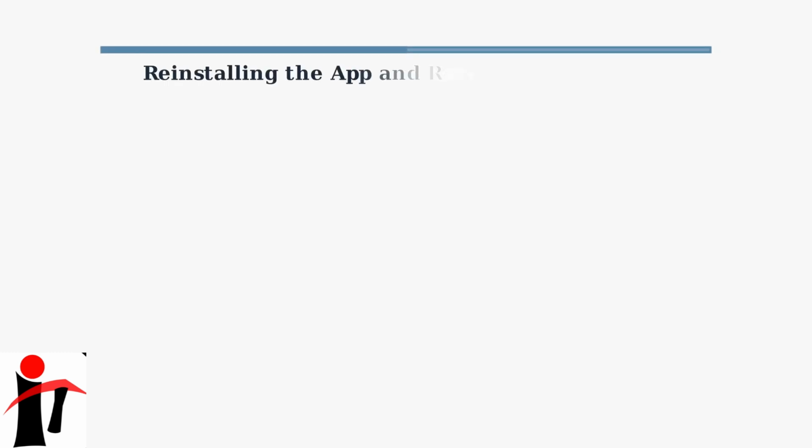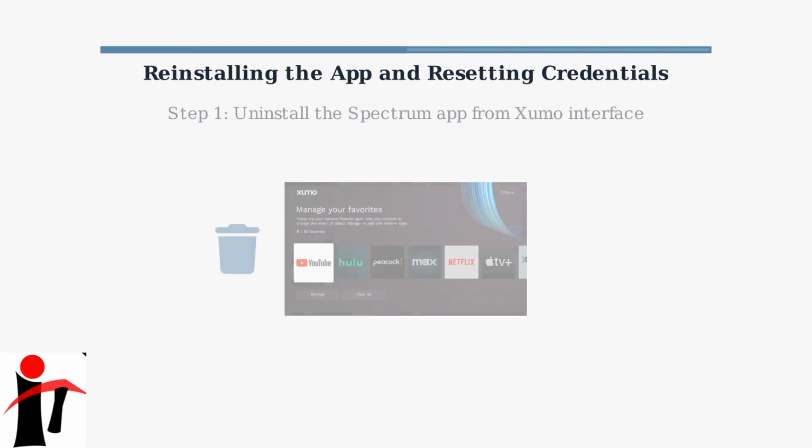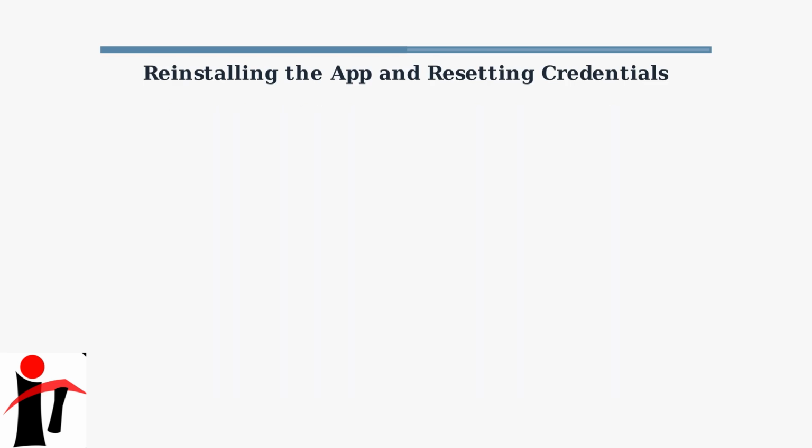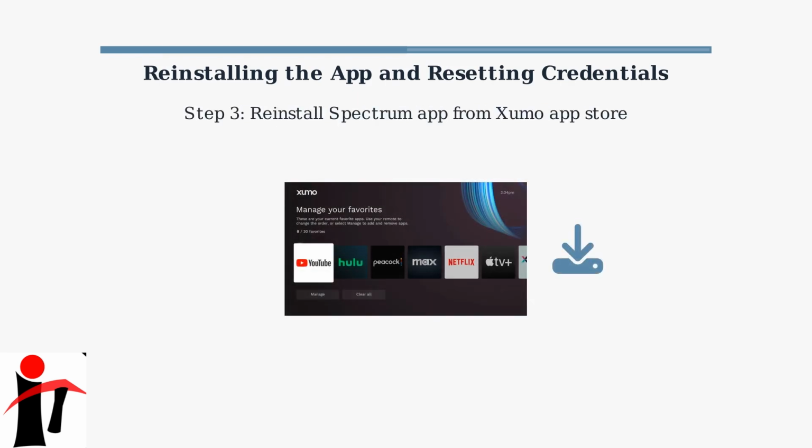If a restart doesn't resolve the issue, the next step is to reinstall the Spectrum app. First, uninstall it from the Xumo interface using the Manage Favorites option. Then restart your Xumo Stream Box to clear any residual data. Now, reinstall the Spectrum app from the Xumo App Store.